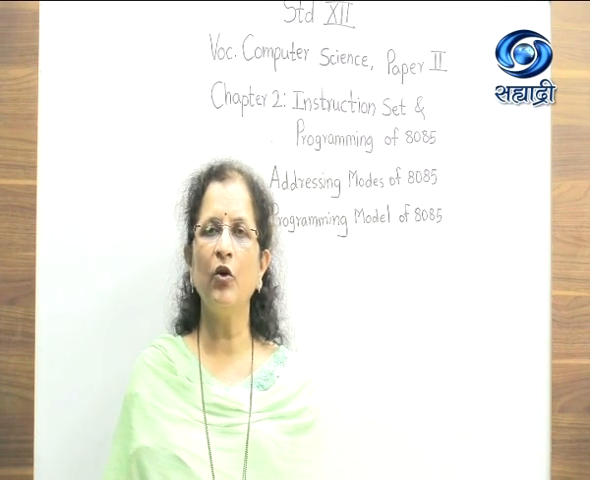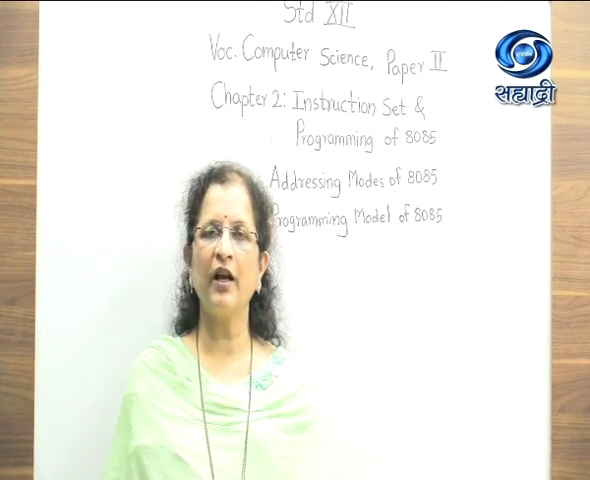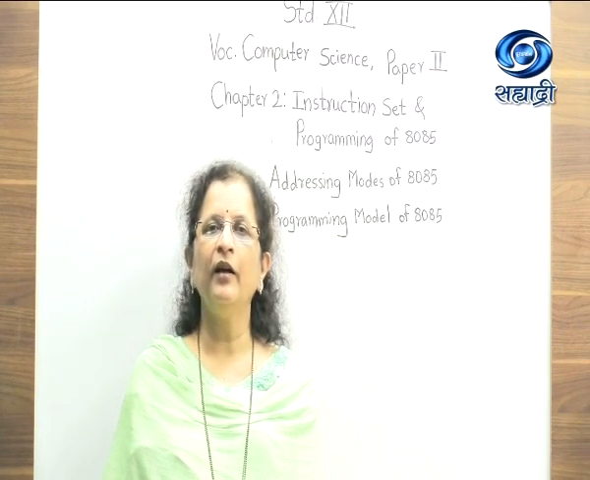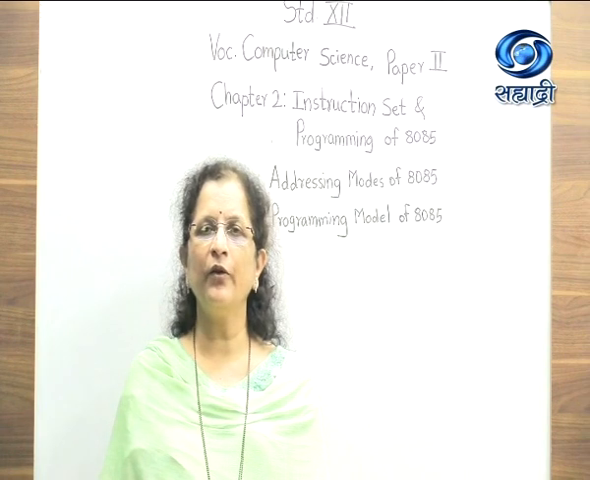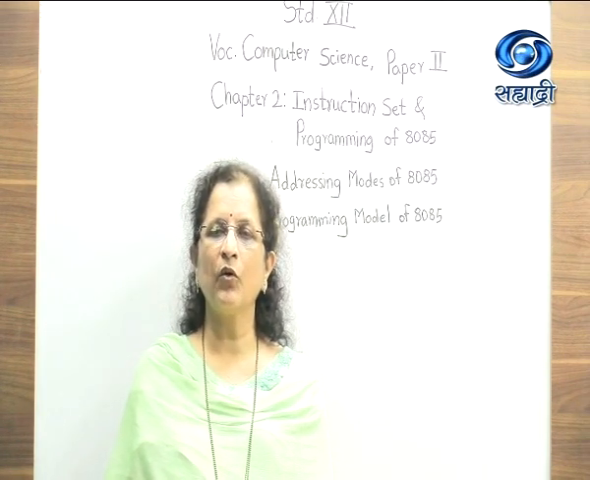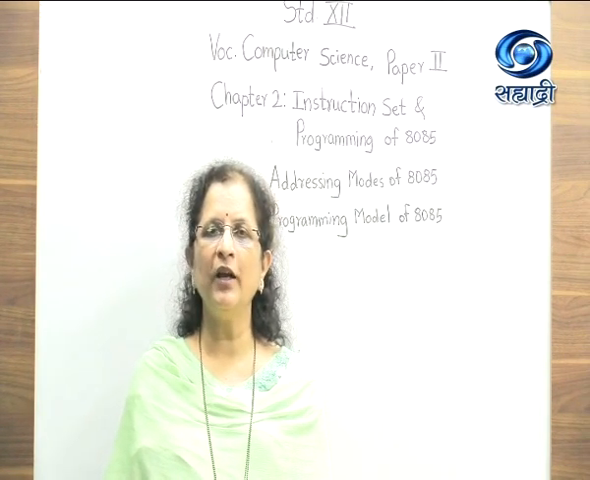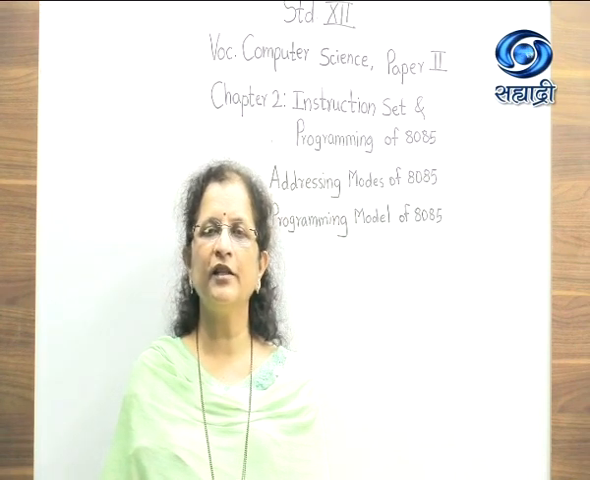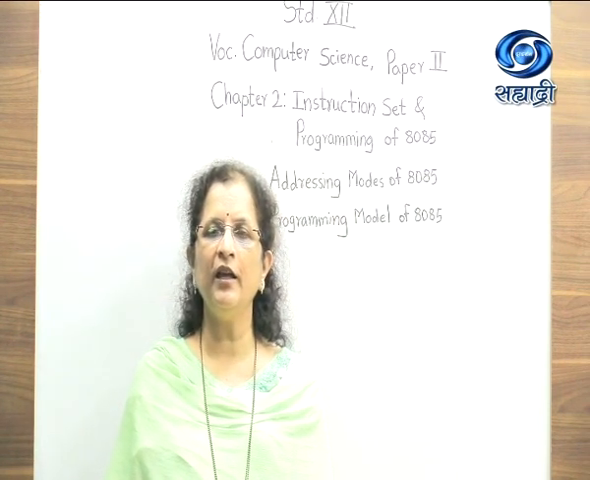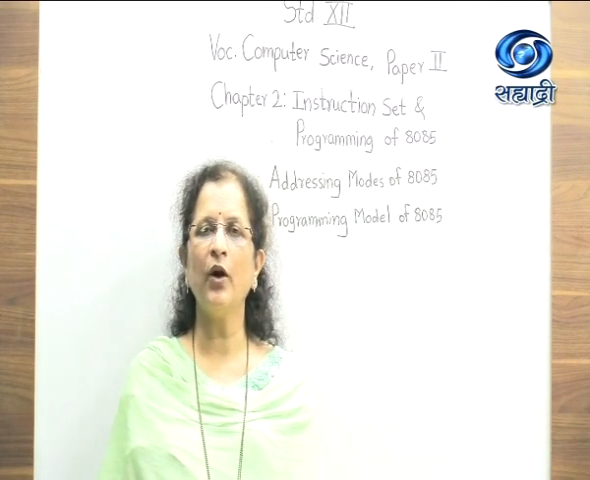Programming model of 8085 tells us parts of a microprocessor which are accessible to the programmer. In 8085, a microprocessor programming model includes accumulator, flag register, registers B, C, D, E, HL, stack pointer and program counter. I hope you have understood the topic.